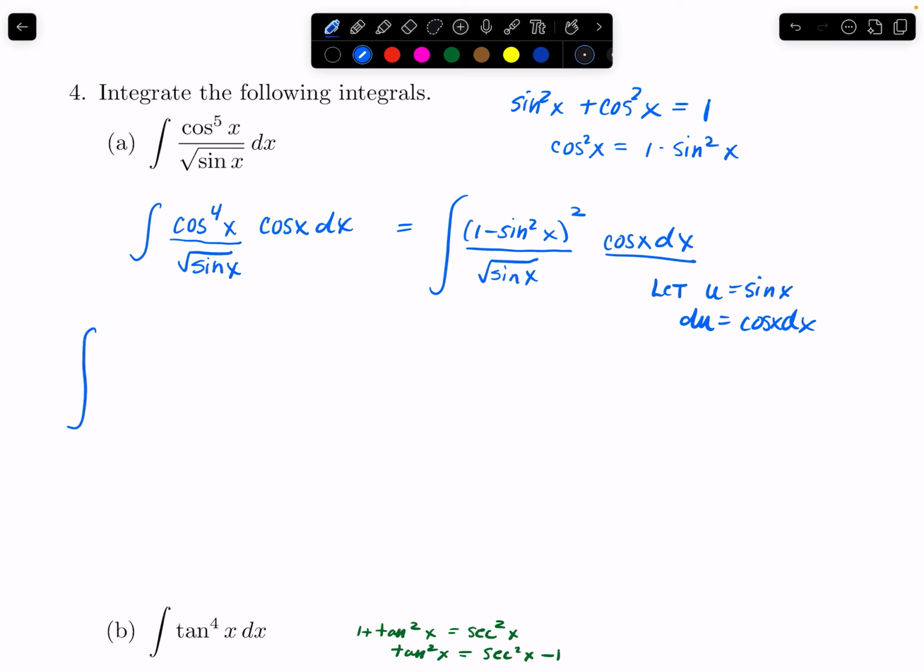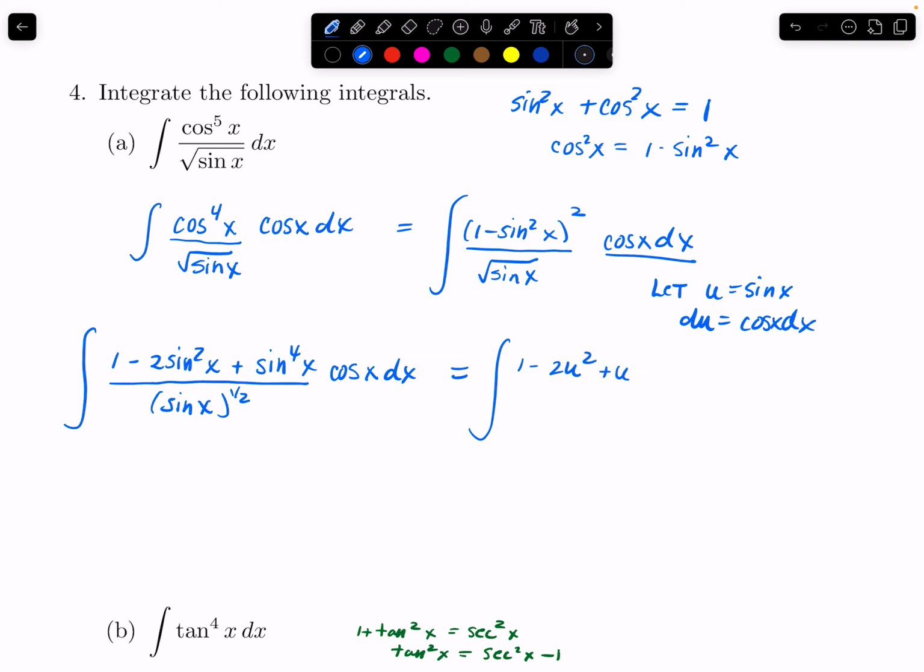All right, and so now we have, I'm going to expand this top, so that's 1 minus 2 sine squared x plus sine to the 4th x, and I'm going to write the square root of sine x as sine x to the 1/2. And then we have our cosine x dx. So we're replacing all this with u. We have 1 minus 2u squared plus u to the 4th over u to the 1/2 du. It's all coming together nicely.